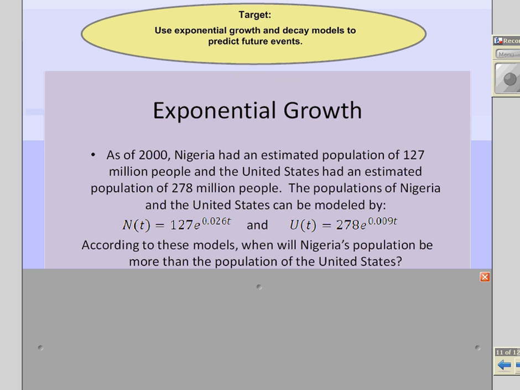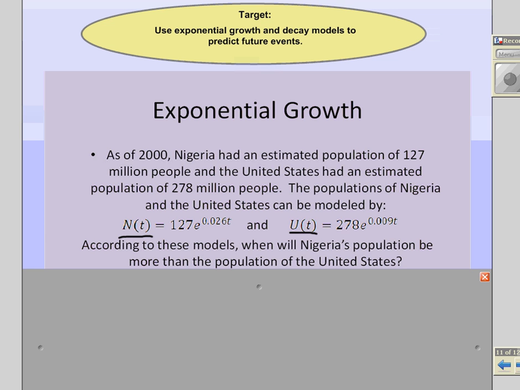So here's our last example. As of 2000, Nigeria had an estimated population of 127 million people, and the United States had an estimated population of 278 million people. Populations of Nigeria and the United States are modeled by these functions. This is Nigeria, and this is the United States. They have different constants of growth. According to these models, when will Nigeria's population be more than the United States?